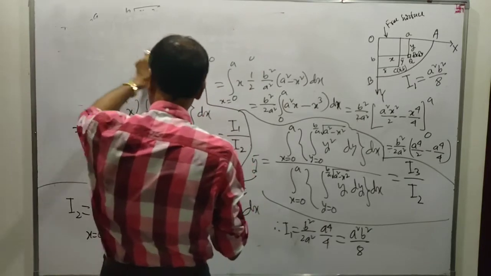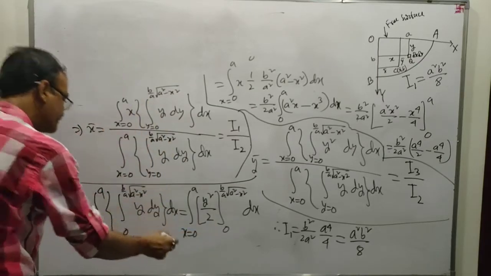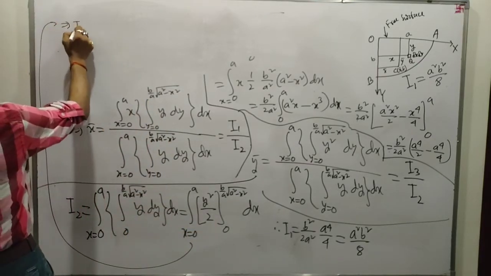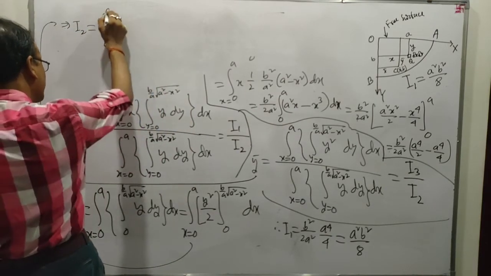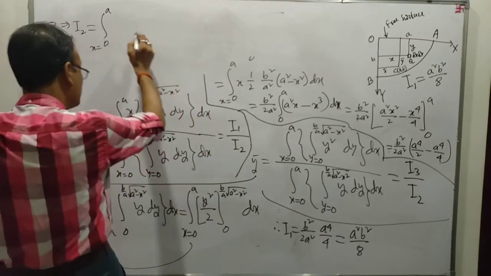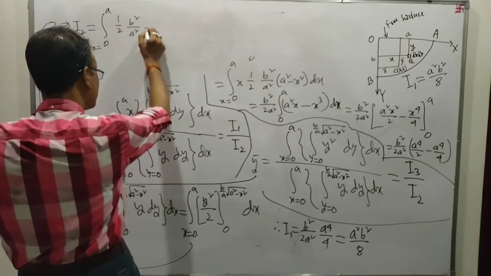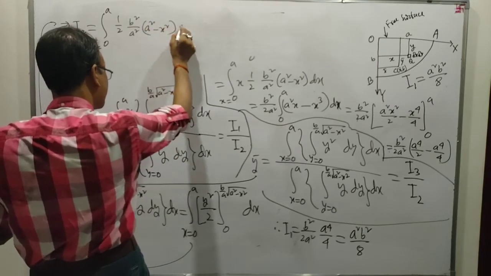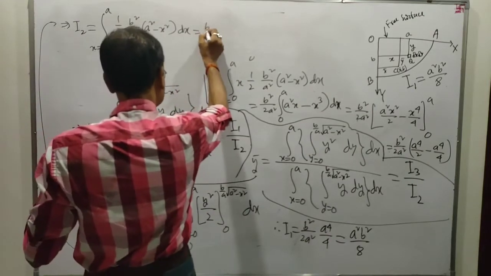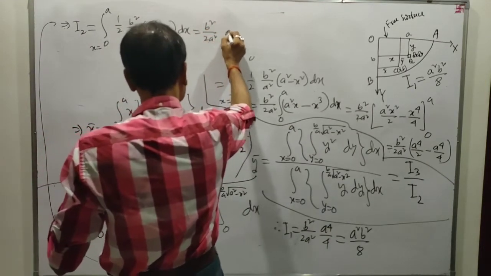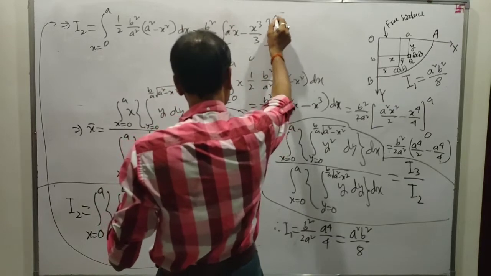This means I2 equals the integral for x equal to 0 to a of 1/2 times b²/a² times (a² − x²) dx. This is equal to b²/(2a²) times [a²x − x³/3] from 0 to a.